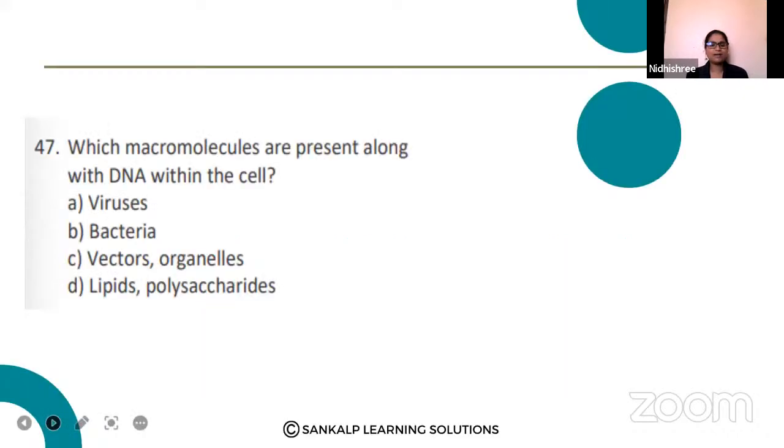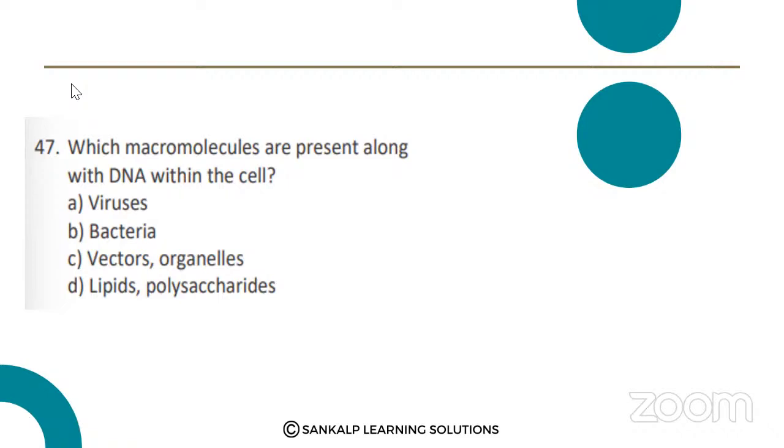47th question: which macromolecules are present along with DNA within the cell? Besides DNA, which macromolecules are there? Viruses, bacteria, vectors and organelle, lipids and polysaccharides. Option D, ma'am, lipids and polysaccharides. Good. Option D. I got chat answers as A, D, D. Most of them are voting for D.